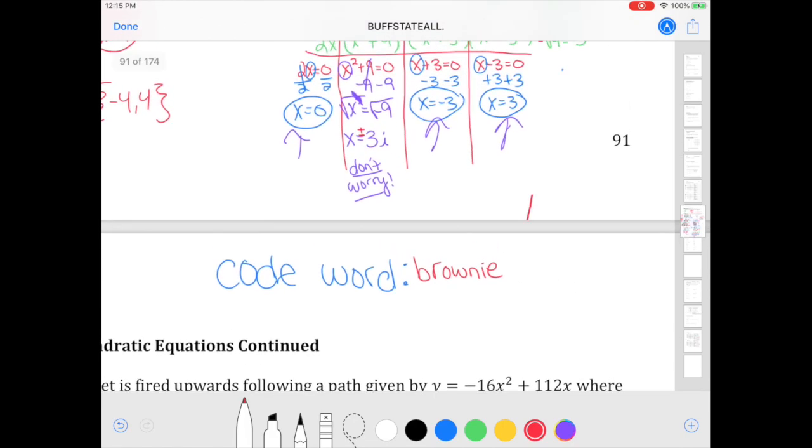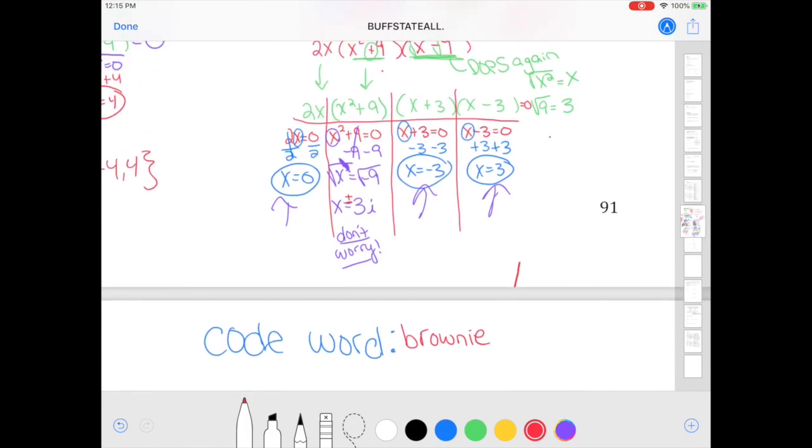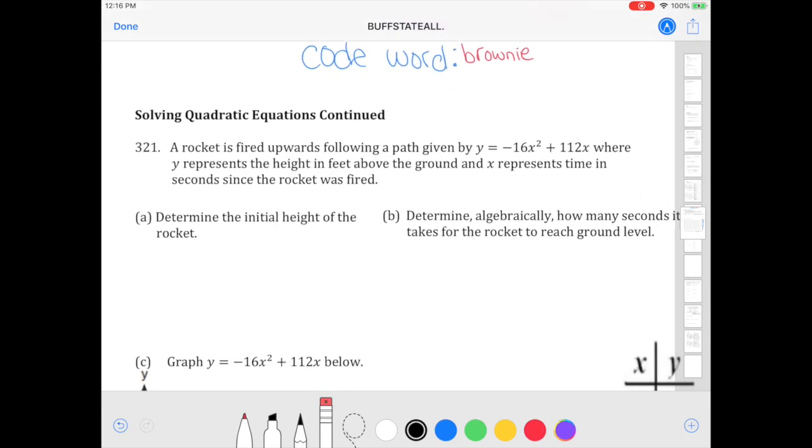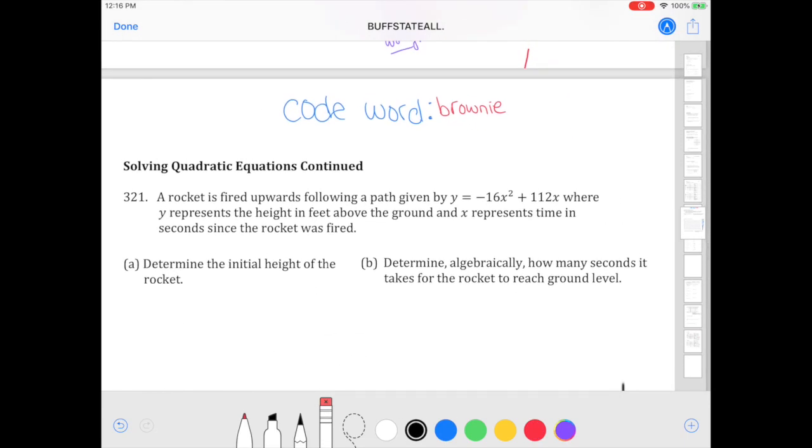All right, and before we dig into this, just one last thing I'd like to show you with this example. It would cross the x-axis 3 times. You don't see imaginary numbers on the x-axis. So that last example only would have touched the x-axis 3 times. Okay, code word brownie, and here we go with our last example.